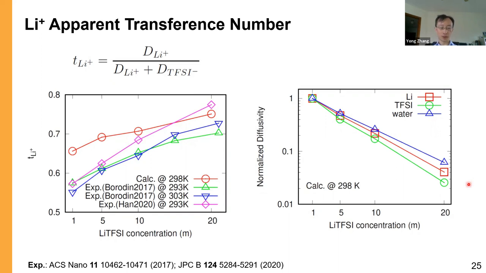So this is really telling us that when we increase the salt concentration in the liquid phase, because we see this big network between TFSI anions, that slows down the dynamics of TFSI a lot. But lithium is relatively still kind of free, so it can move around a little bit easier. That's why we see this increase in the apparent transference number. So we don't really need this two-domain picture to explain the behavior.